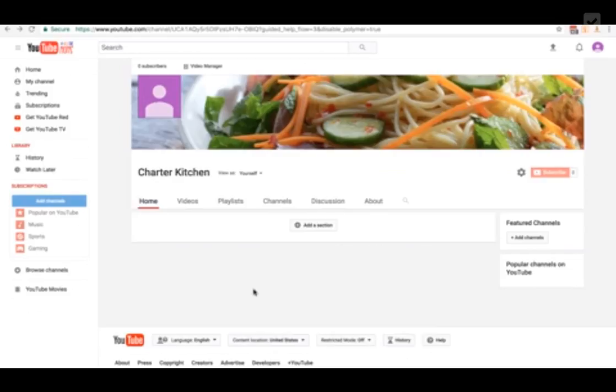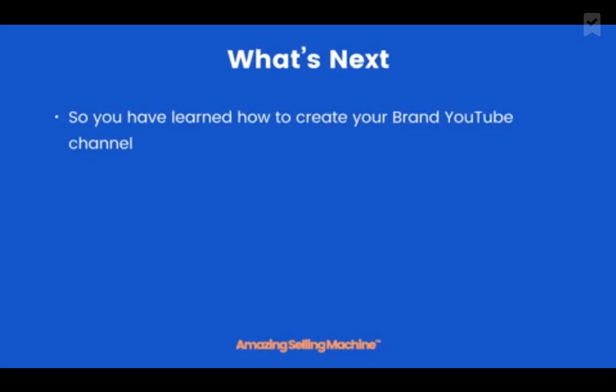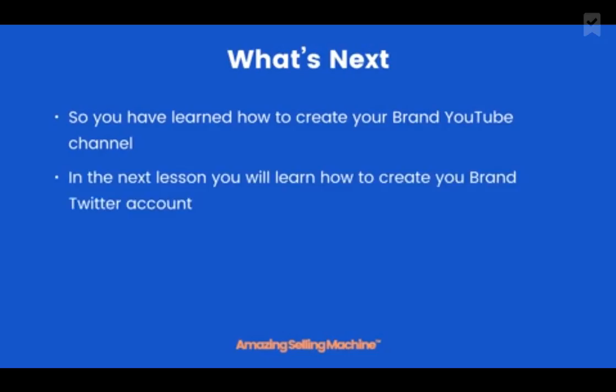Now we'll be adding videos to this channel later on. But for now, this is all you need to do. You just need to get the channel set up, ready for when we need to use it. So what's next? So you've learned how to create your brand YouTube channel. In the next lesson, you will learn how to create your brand Twitter account. Action: get your brand YouTube channel set up, ready for when we need to use it.